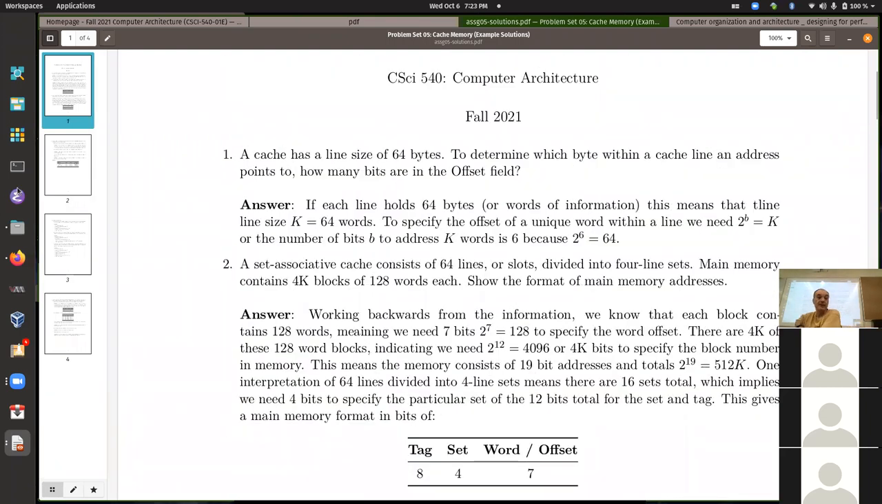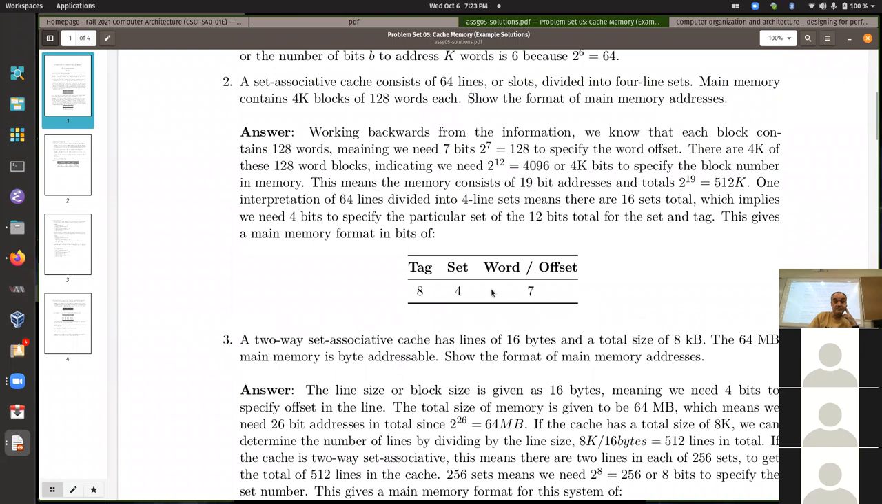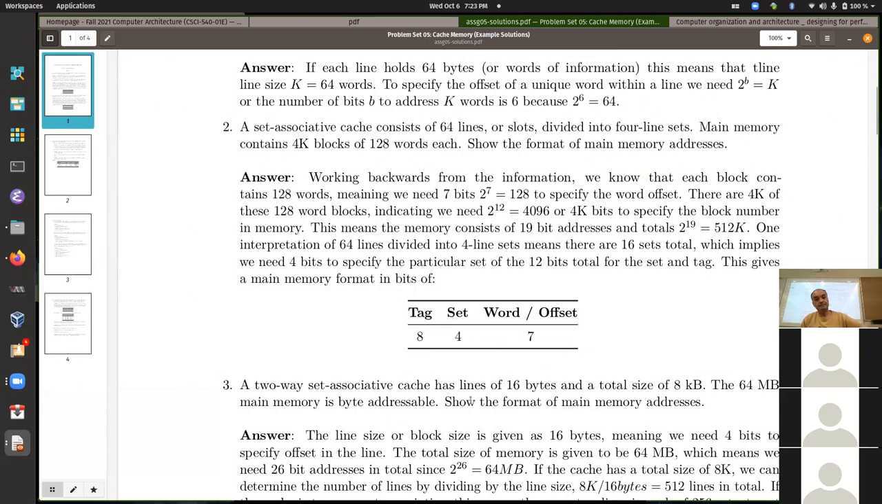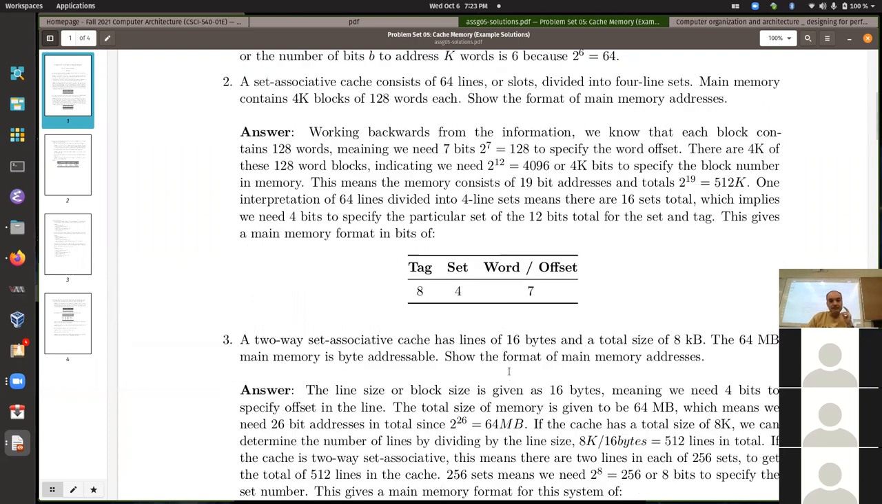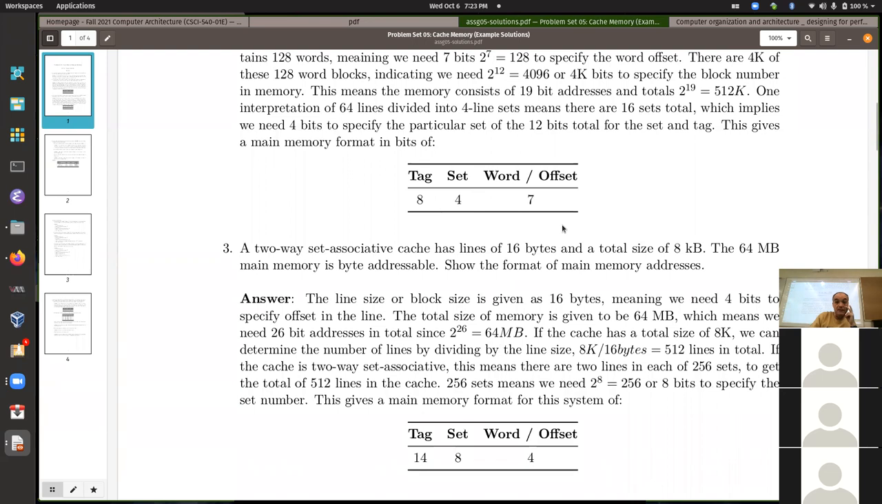So you needed 6 bits for the first one. If you have a cache that has a line size of 64 bytes, that means we need to be able to have 64 addresses for the offset, so that implies 6 bits. For 2 and 3, I came up with 8, 4, and 7 for tag, set, and offset, and 14, 8, and 4 for tag, set, and offset for those. Most people had those.